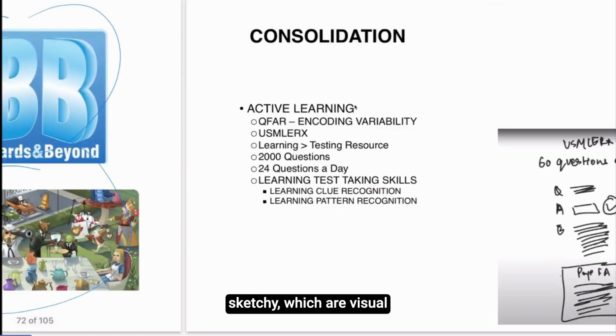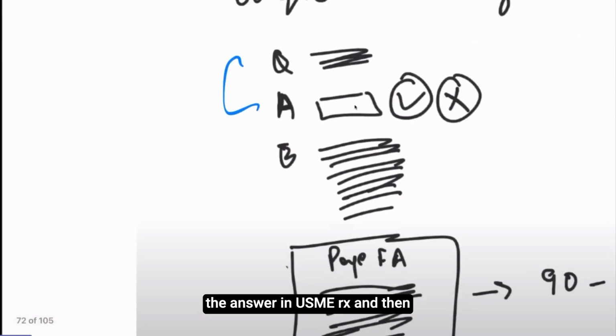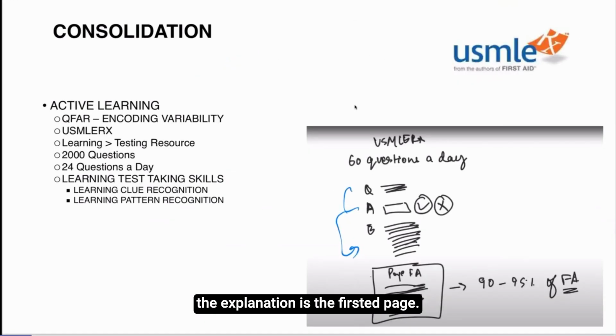You want to add context by adding boards and beyond. You need to add some Sketchy, which are visual mnemonics, and active learning in terms of using USMLE RX. I used to do 40 to 60 questions a day. I would start a question, go through the answer in USMLE RX, and then the explanation is the First Aid page. That's the best thing.